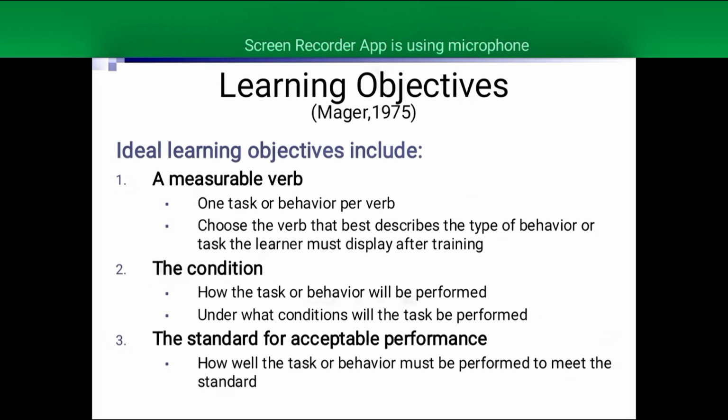Learning objectives, Mager, 1975. Ideal learning objectives include, number 1, a measurable verb, one task or behavior per verb. Choose a verb that describes the type of behavior or task the learner must display after training. Number 2, the condition: how the task or behavior will be performed, under what conditions the task will be performed. Number 3, the standard for acceptable performance: how well the task or behavior must be performed to meet the standard.